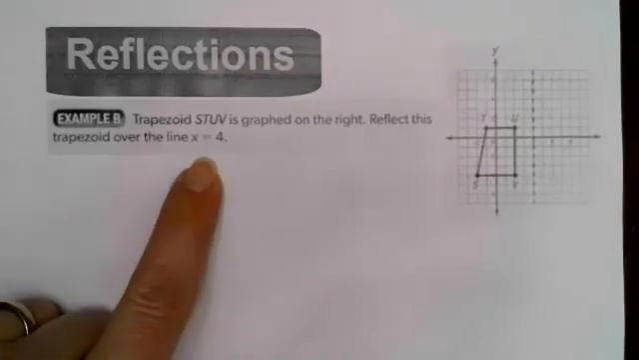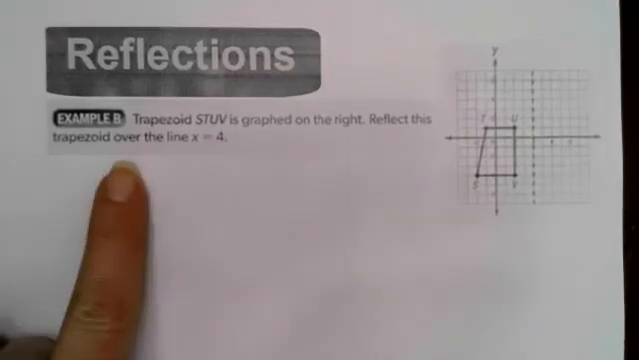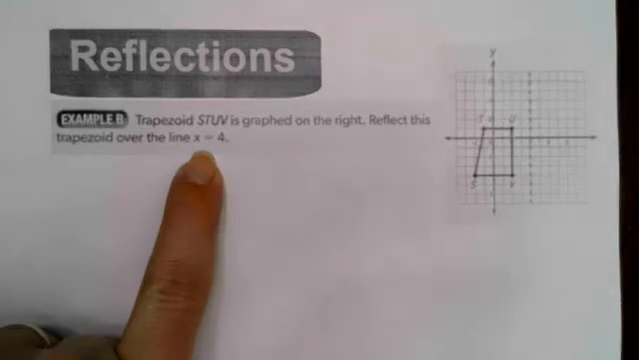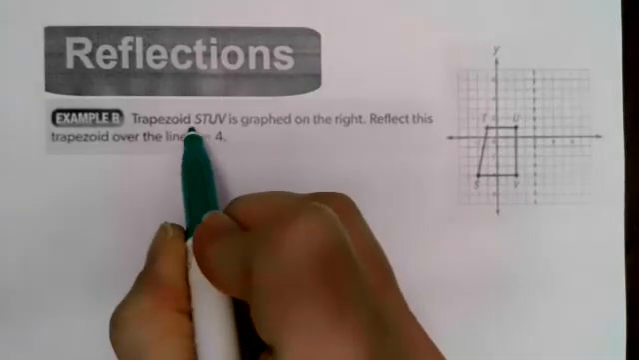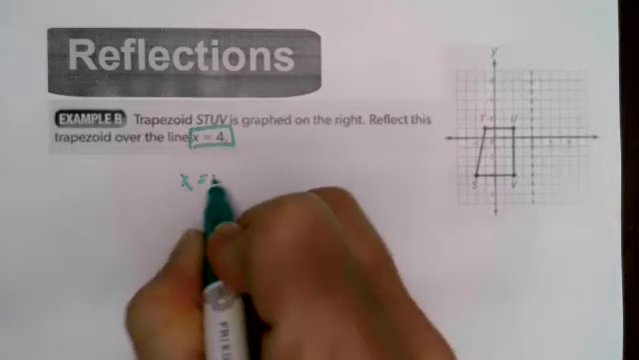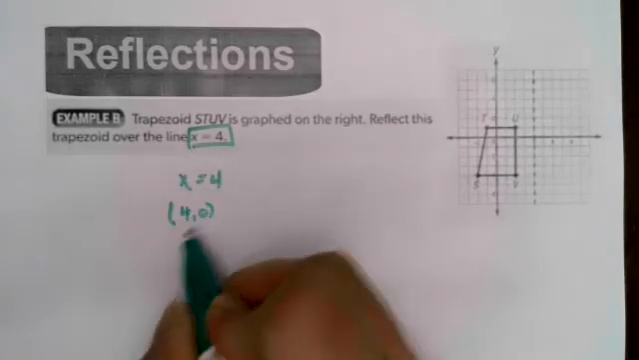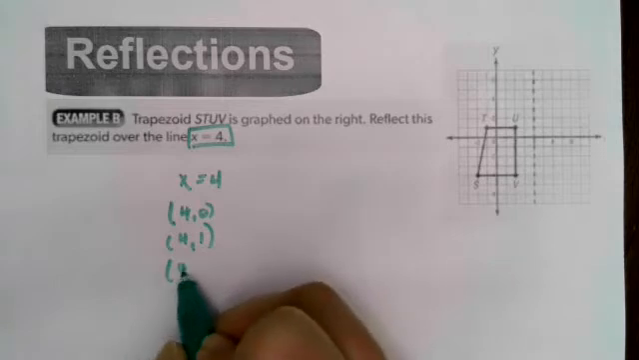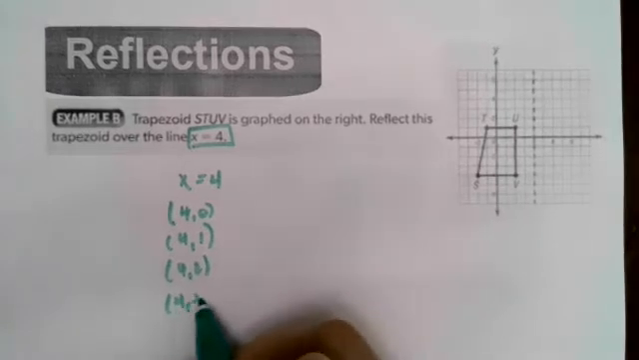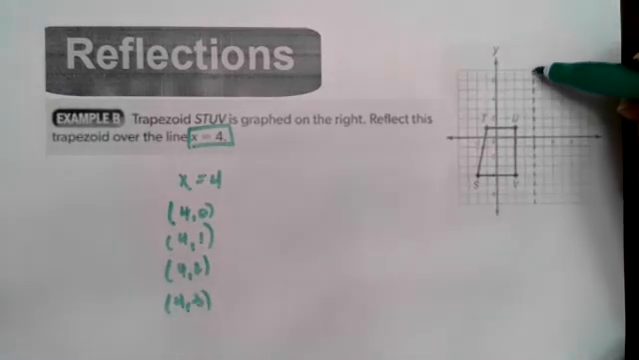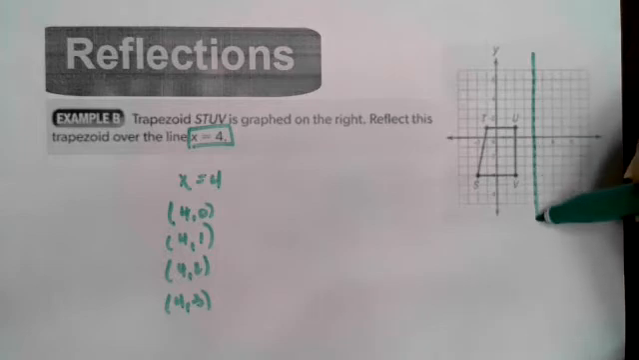All right, I have one more example here. Let it focus. There we go. So I have trapezoid STUV graphed. I'm going to reflect this over the line x equals 4. So anytime you have a line where there's only one variable, like x equals 4, this represents a line where all the x coordinates are 4. So it could be 4, 0, 4, 1, 4, 2, 4, 3. Here is my line of reflection, x equals 4.